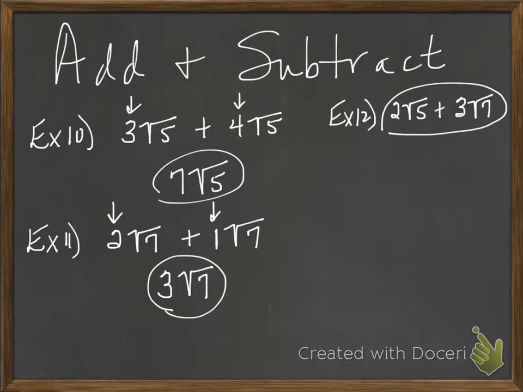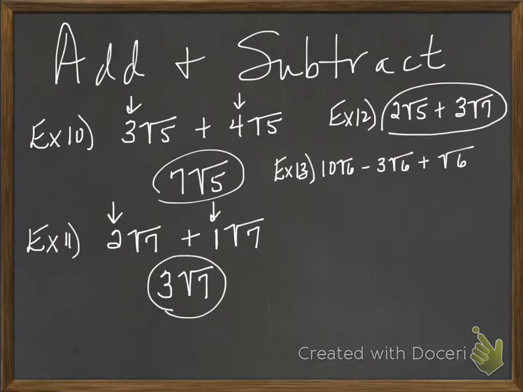Alright, they may even give you 3 radicals at a time. So example 13 is 10 square root of 6 minus 3 square root of 6 plus the square root of 6. So this time you have 3 terms. Well, that's no big deal. You're going to check to see if they're like terms. 10 square root of 6, 3 square root of 6, square root of 6. You see all the square roots of 6s? That means they're like terms.